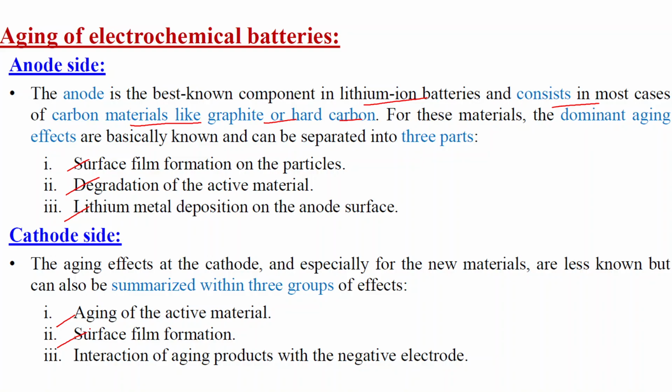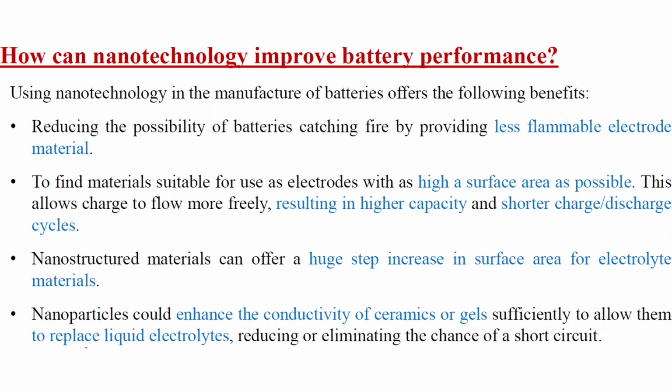So basically the simplest thing is either some kind of surface film formation can take place on the electrode, or degradation of the electrode active material can take place. That is the simplest thing, and the intercalation of aging products within the negative electrode. As I told, with each charging and discharging, intercalation and de-intercalation of ions takes place. That may lead to the expansion and shrinkage of the electrode material, which is also responsible for aging of electrochemical batteries.